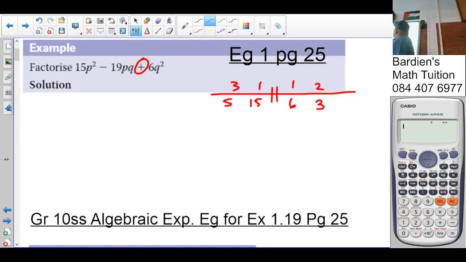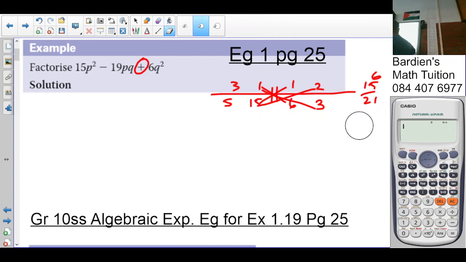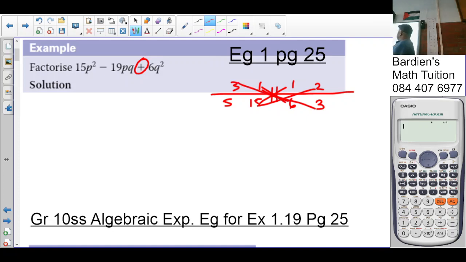Okay. So what is 1 times 6? 6. 1 times 15? 15. That's 21. That's over 19. Not so. Now we go 1 times 3 is 3, that is going to give us 30, plus 3 is 33. That's over. Not so. I'm adding, don't forget. What is 3 times 6? 18. And 18 plus 5? 23. I'm looking for 19.